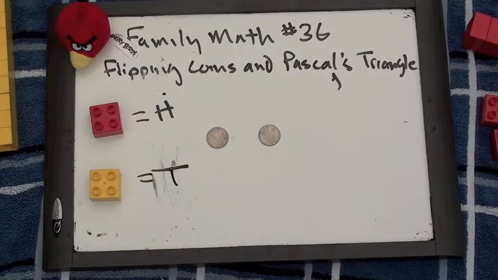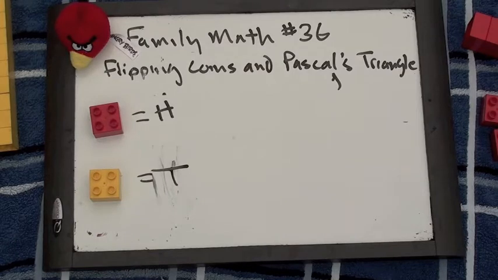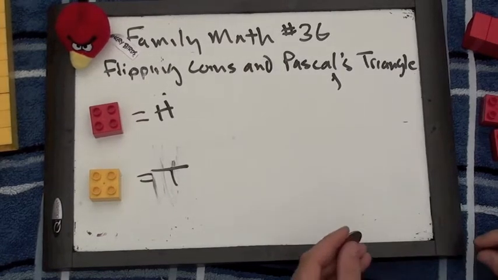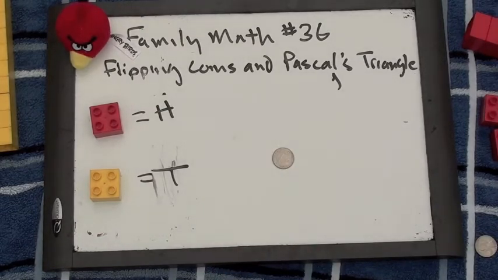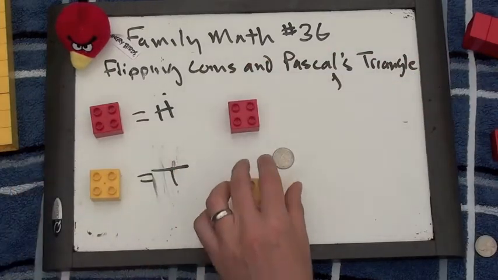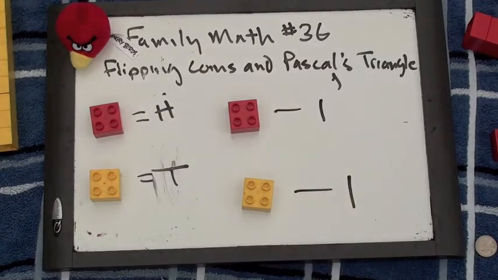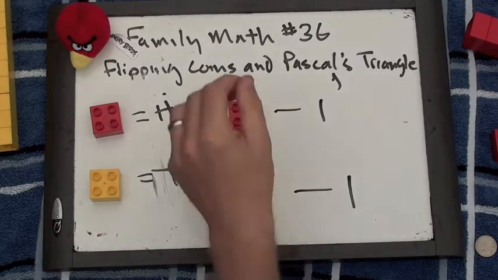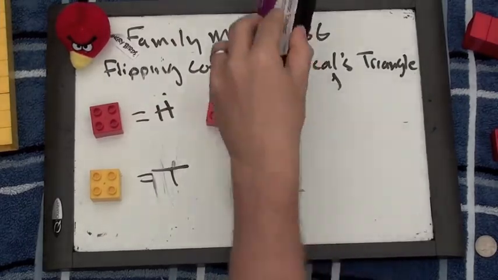Okay. So we're going to talk about flipping coins. Has anyone heard of Pascal's triangle before? No? Okay. If I flip one coin, what are the possibilities I can get? I can get a head, or I can get a tail. So I have one way to get a head, and one way to get a tail. Let's talk about 2 coins.